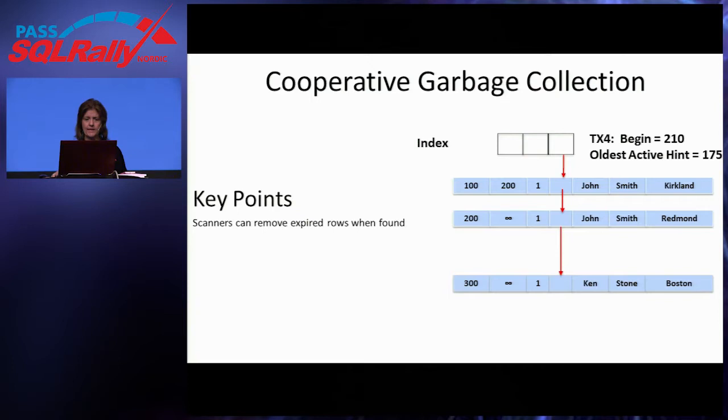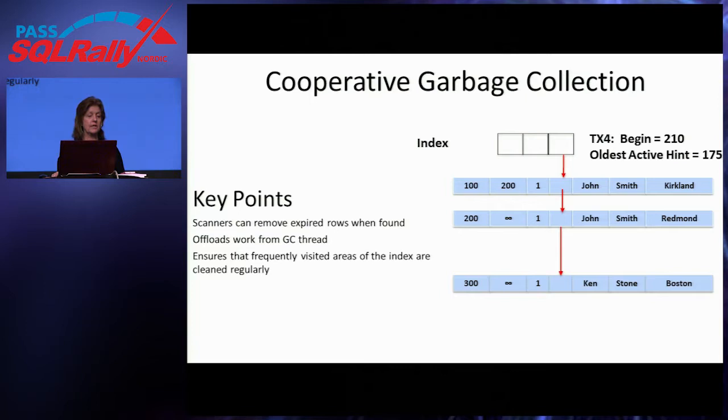Some key points here. Individual processes scanning can remove rows. They don't always, but they might. And this offloads work from the garbage collection thread. If you have an index that nobody's ever using, it may be that the rows are never going to be unlinked from that index. The only time rows are unlinked is if somebody's scanning through a particular index.